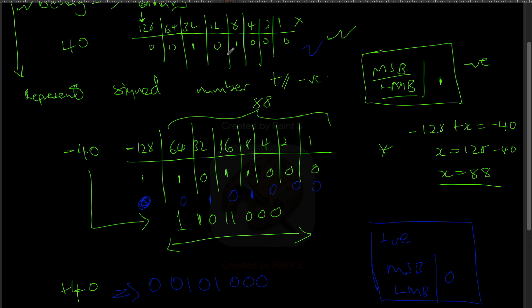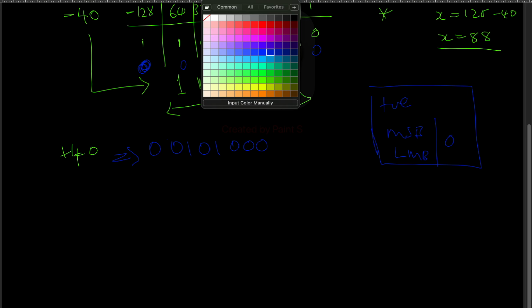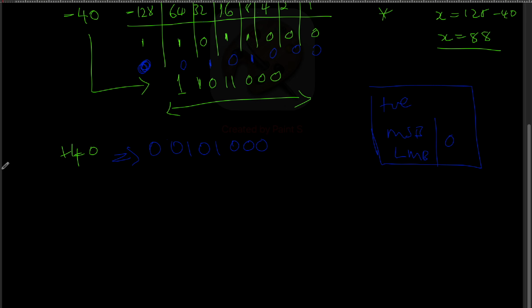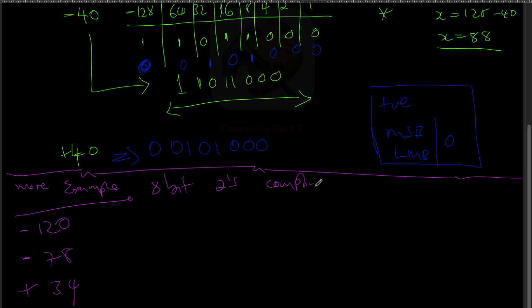Maybe a couple more examples before we close this up. Let me just change ink here because I'm seeing that blue is not quite the color. So let's talk about more examples. Let's talk about negative 120. Let's talk about negative 78. Let's talk about positive maybe 34. So with that, I'm still going to be using my number line. I'm going to be putting these in their 8-bit two's complement. That's what you want to do.